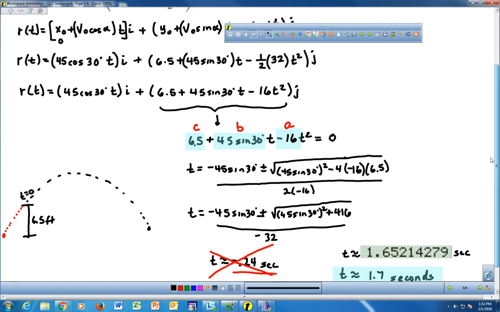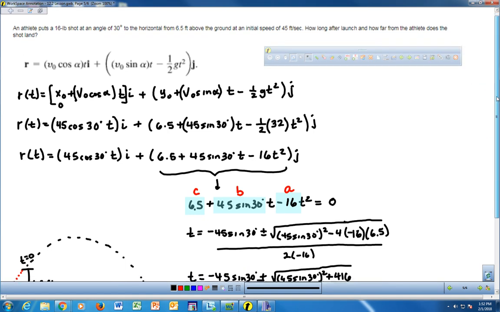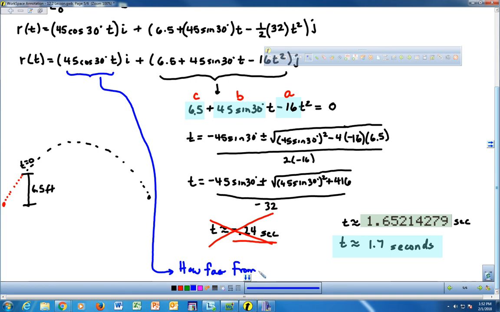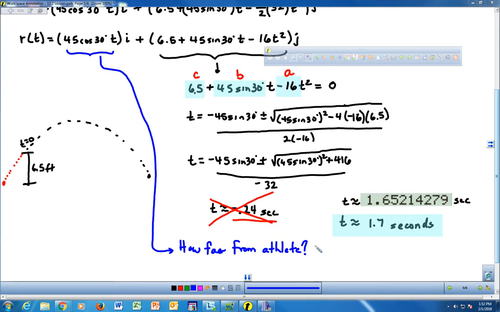The second question is, how long after launch and how far from the athlete does the shot land? Does it hit the ground? How far from the athlete? That would be the horizontal component. That's what we're looking for. And the horizontal component is given by this formula. That will give us basically how far from the athlete. So let's find how far it is going to be from the athlete.